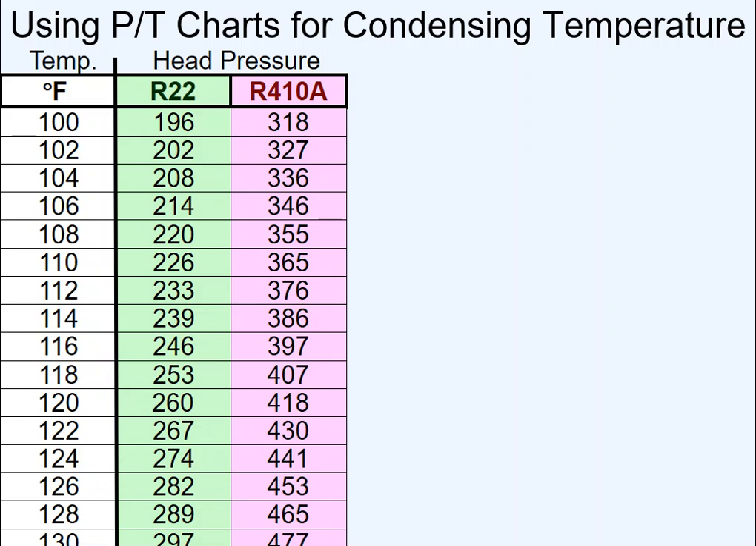Vice versa, let's say I'm looking at my gauges and I wonder what they should say. Because I understand refrigeration and how the system works, I come to the conclusion that this system should be running on the high side at about 100 degrees. So I would just look over and say, what pressure should it be at 100? Well, it should be about 318 of this. Now, what if it's 100 degrees of R22? 196.